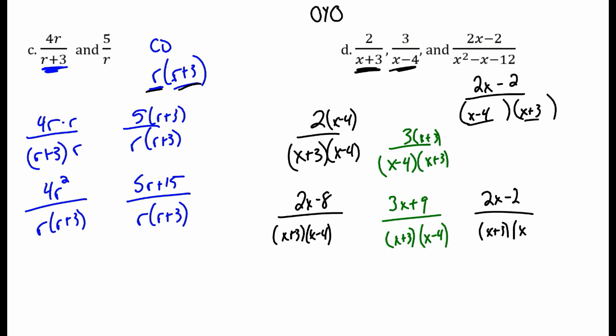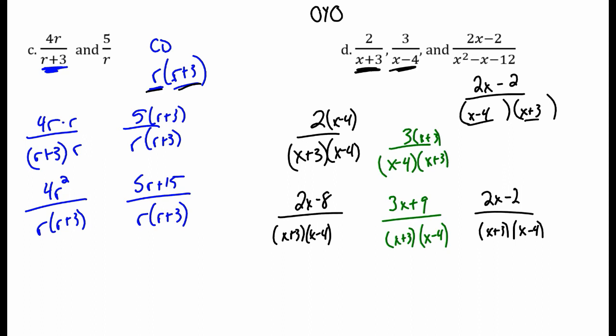So getting common denominators is going to be a big idea in future lessons, so hopefully you found these 4 problems relatively straightforward. The big idea is just making sure everybody has each other's factors on the bottom. This had an r plus 3, we also needed an r, so everyone needs a factor of r and r plus 3. This has an x plus 3 and x minus 4. He had both, so we made sure that everyone had both x plus 3 and x minus 4.